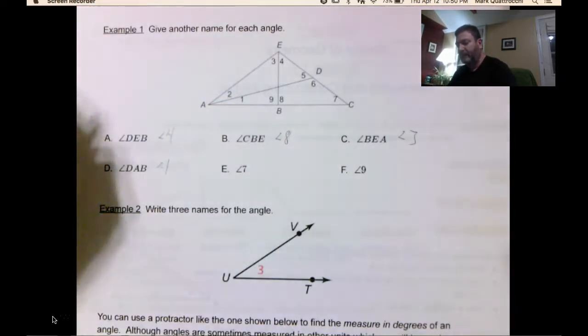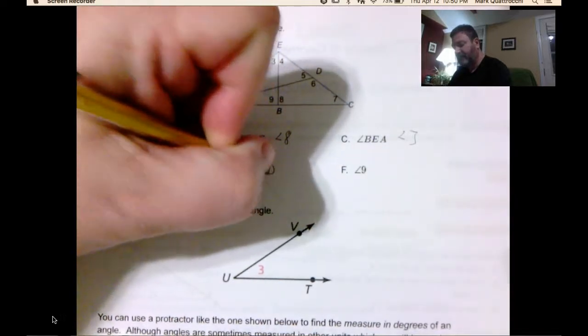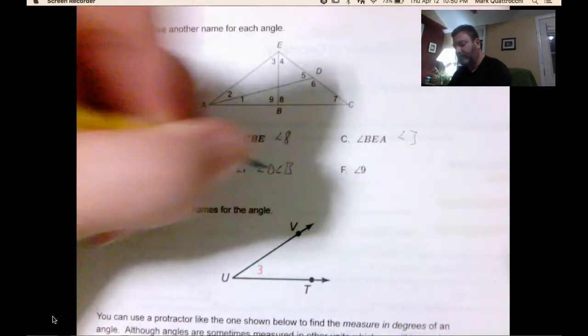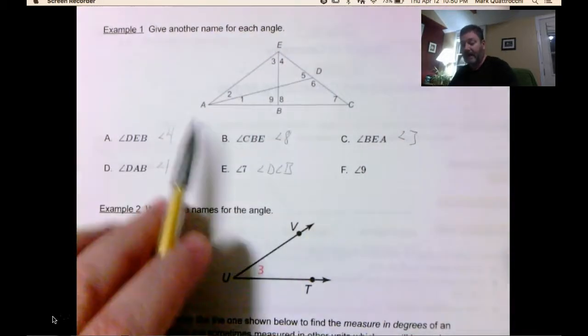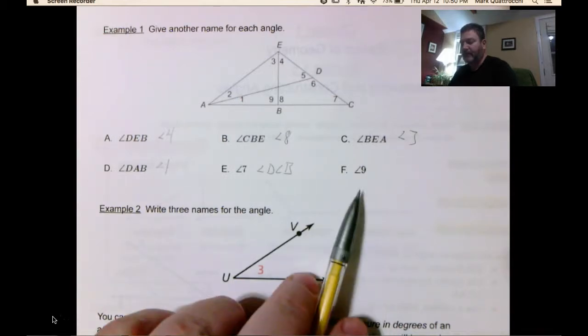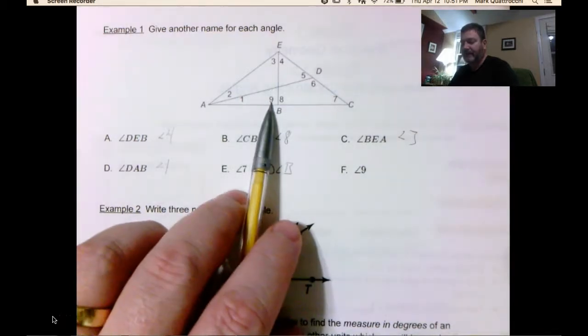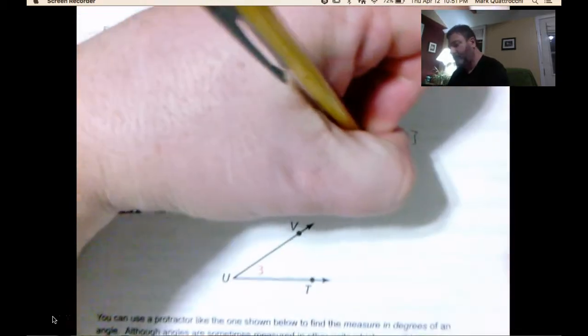Angle 7, we have a bunch of choices. Let's go with angle DCB. I could have gone with ECB, could have gone with ECA. I had a lot of choices on that one. Actually, I only have two choices on angle 9, ABE or EBA.